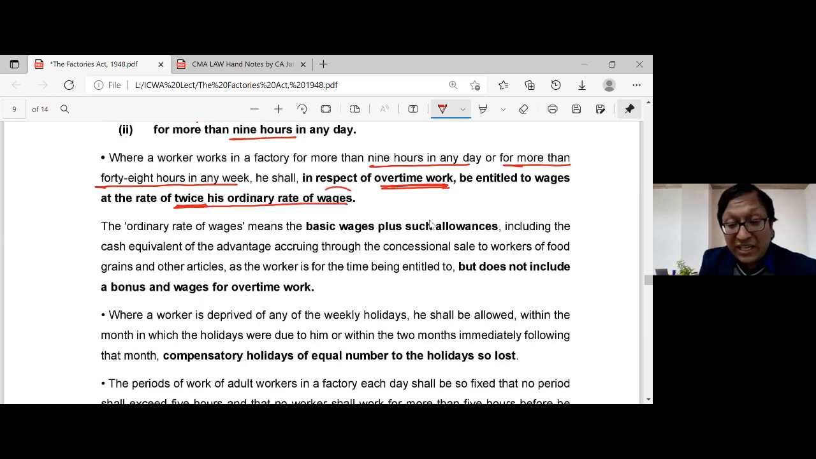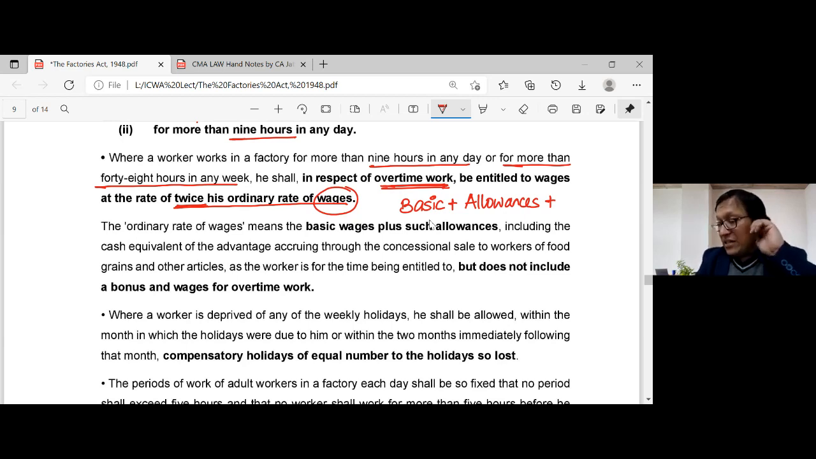What do we need to take in the definition of wages? Wages means basic wages, that is, mool vetan, plus such allowances. Basically, what do they need to take?